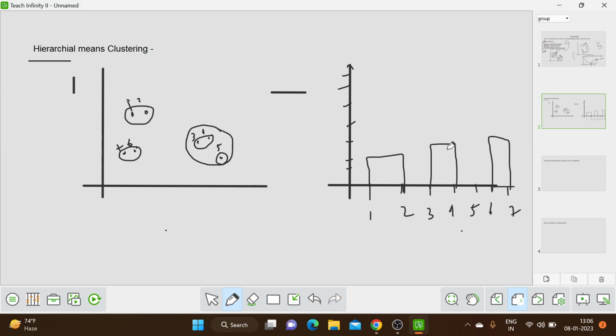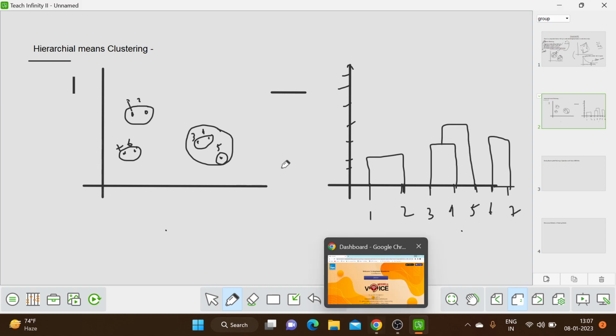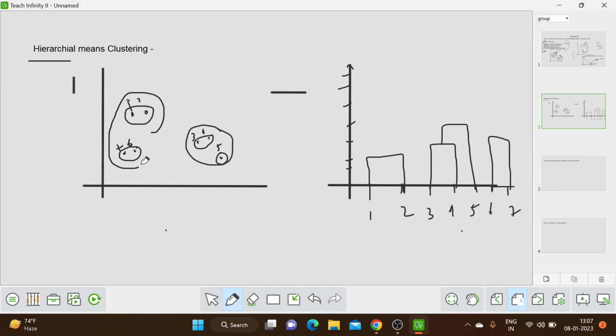Can I make it, yes or no? So 3, 4, I convert it into 5. So this becomes my another cluster. Then I try to make another cluster, like this 1, 2, and 6, 7. So 1, 2, 6, 7 is mixed. Then I take the total. Coming from small, then a little bit of big, like this. This is hierarchical means. That means the total, I take the total.